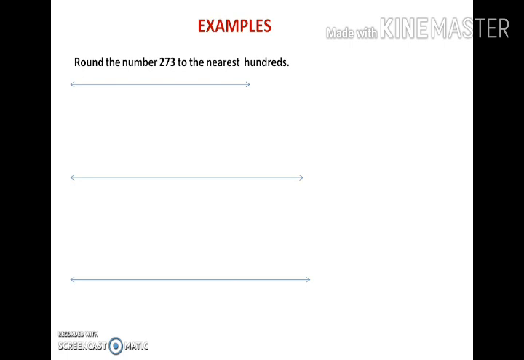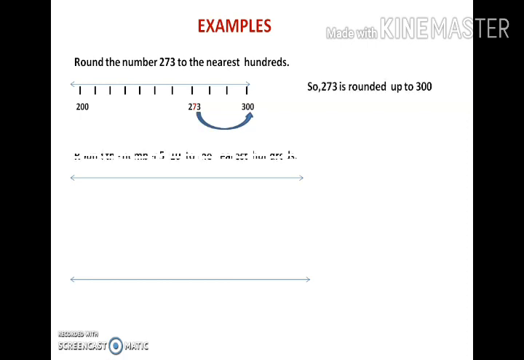Round the number 273 to the nearest hundreds. So, what we have to do? First, we have to look at the digit in the tens place. What is the digit in tens place? 7. It is more than 5, isn't it? So, the number will be rounded up. And you know that the number lies between 200 and 300. So, the number will be rounded up to 300.